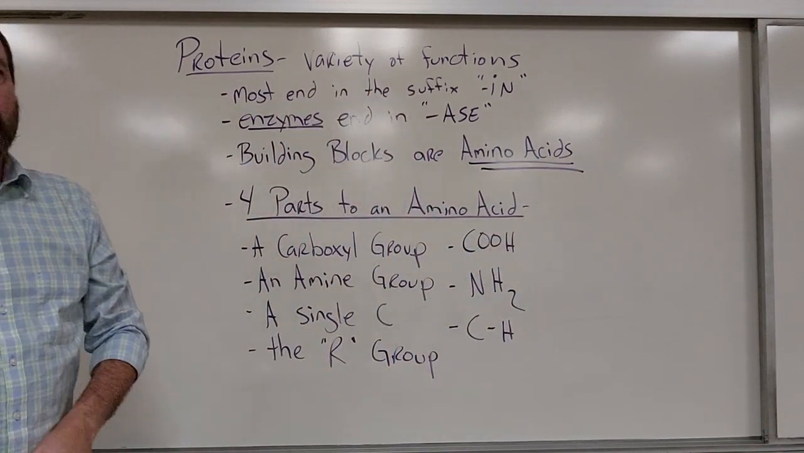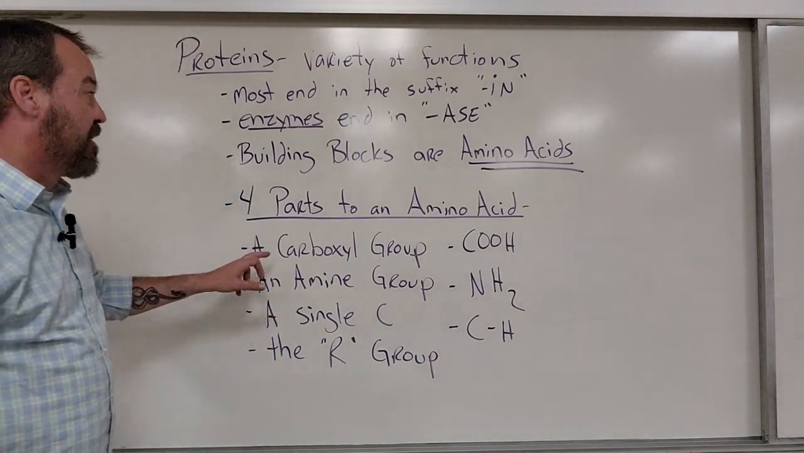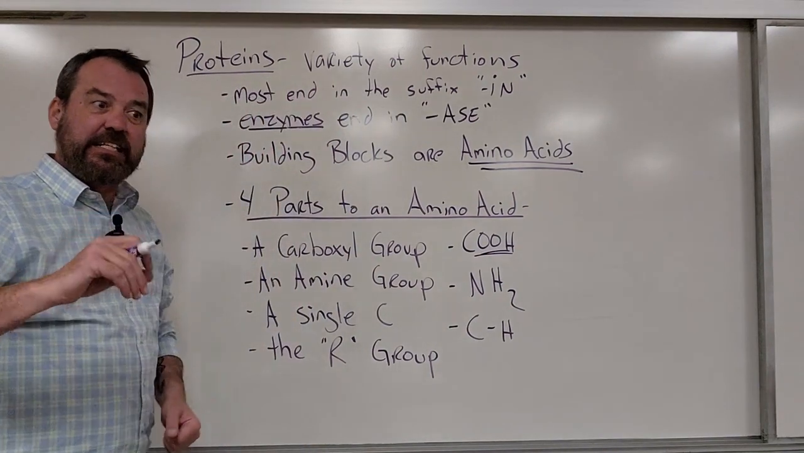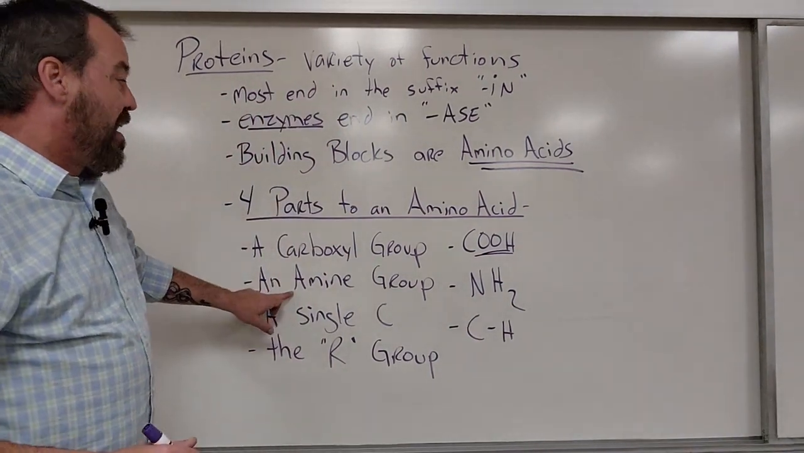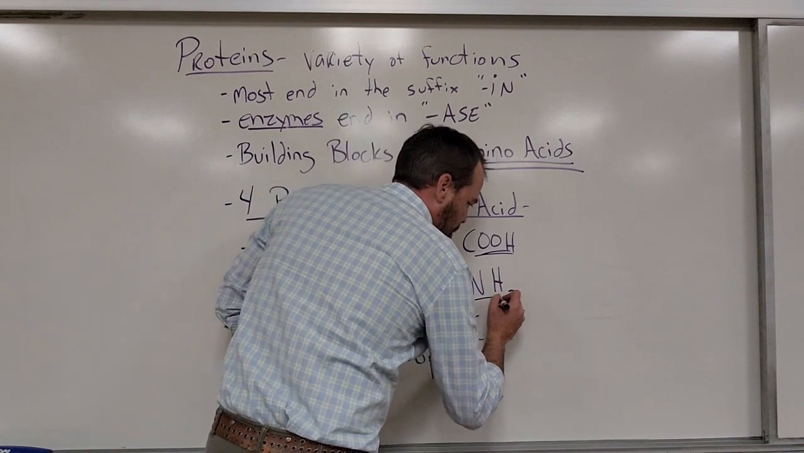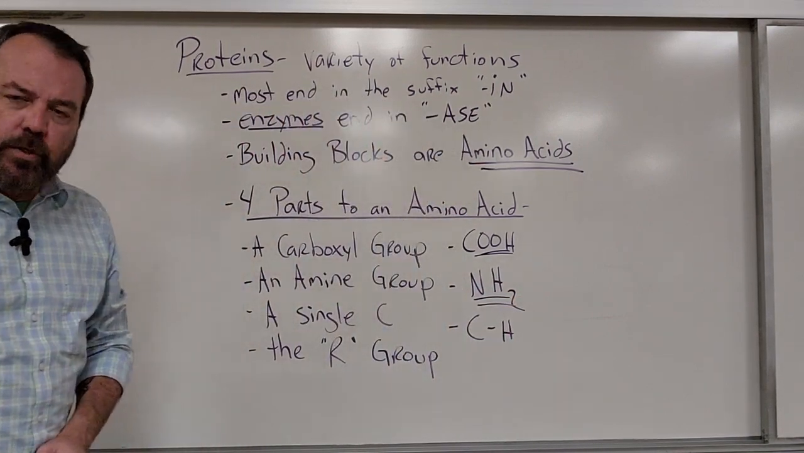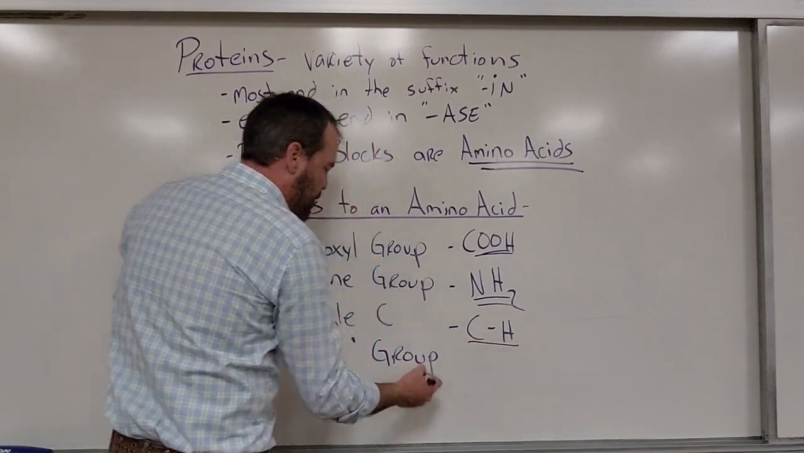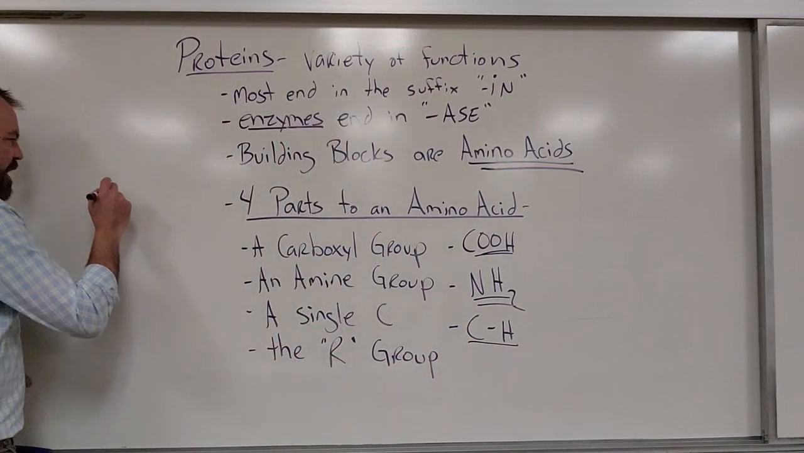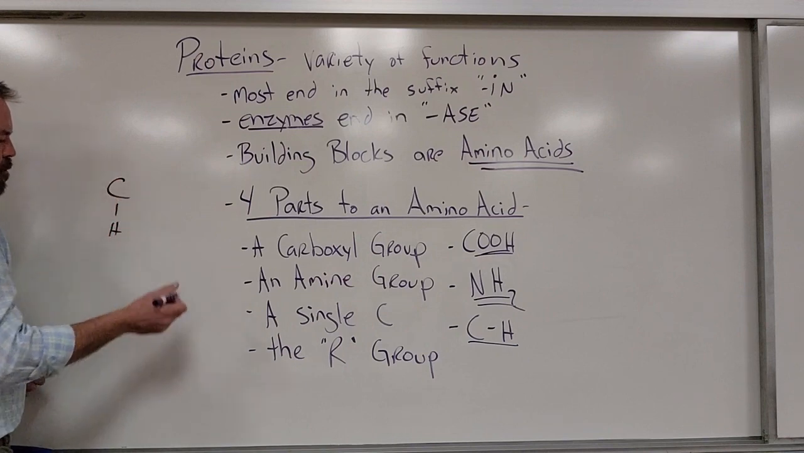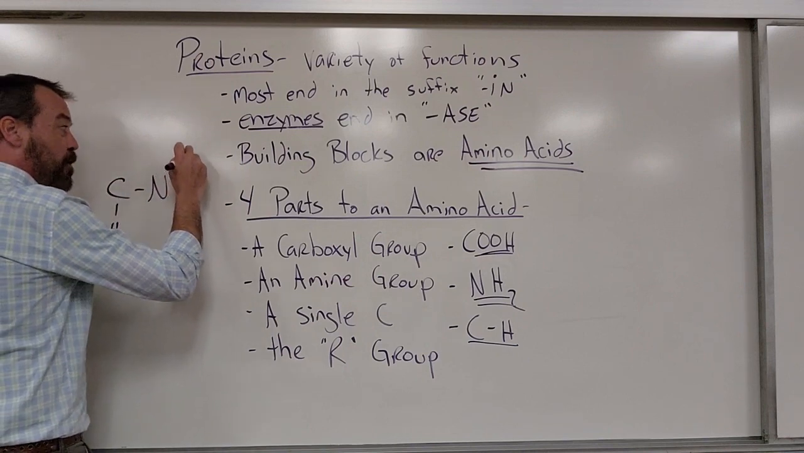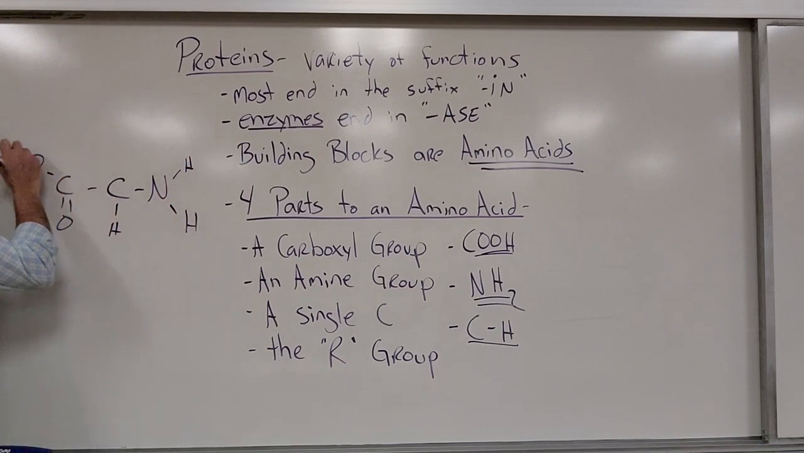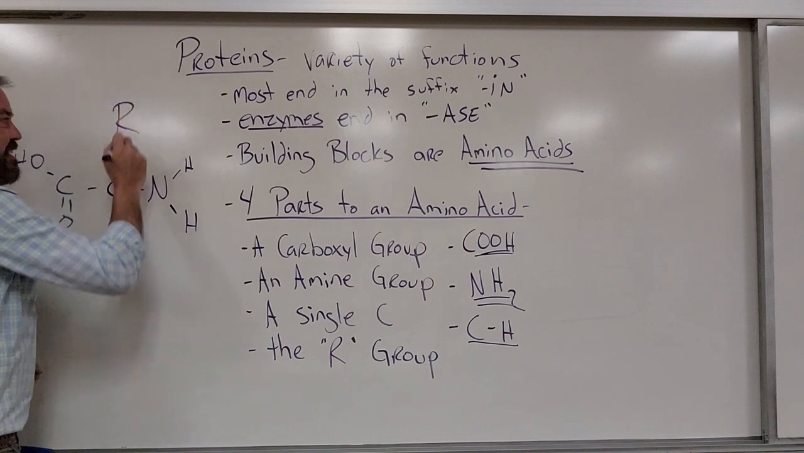And we have 4 parts to a typical amino acid. We have the carboxyl group. So that's what we looked at earlier with our fatty acids. Carboxyl group, that's COOH. We also have an amine group, or an amino group, which is NH2. We have a single central carbon that's bonded to a hydrogen, and then we have the R group. So what that ends up looking like is there, I got a central carbon, boom, with my COOH. I've got an amino group over here. I've got my carboxyl group over here, and then I have the R group.